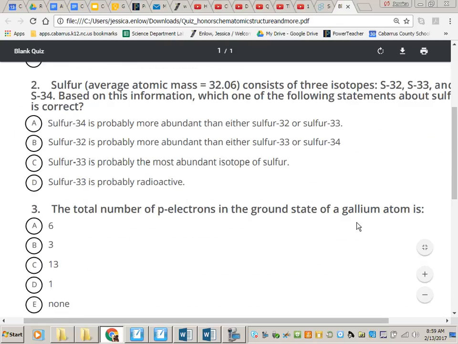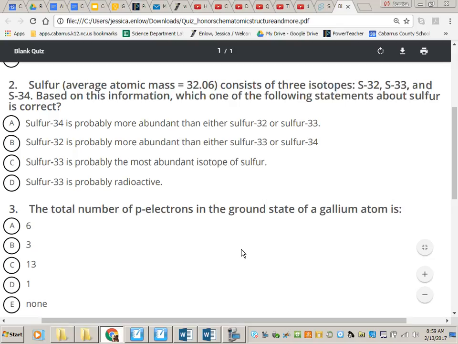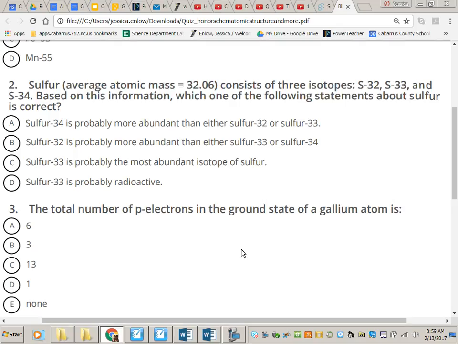All right, so question 2. Based on the average atomic mass of 32.06, it's consisting of 3 isotopes, sulfur 32, 33, and 34. Based on this information, which is most correct? Why B? Because it's 32.06, meaning that 32 is closest. So the overall average mass is more representative of that isotope. So 32.06 means I have mostly isotope 32, just a smidgen of 33 and 34, which pulls the average higher. So you're probably thinking like 98% or so sulfur 32.